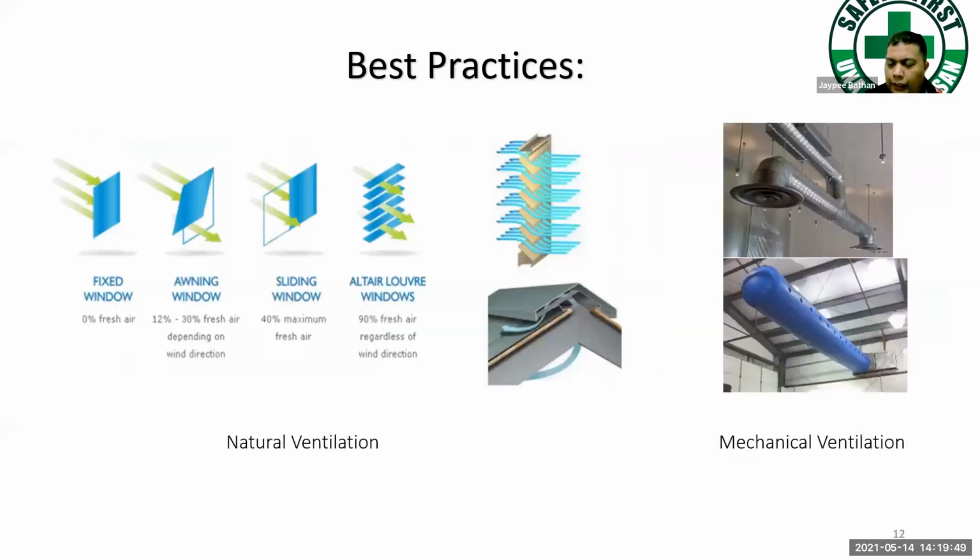The natural ventilation in our workplace is essential, especially nowadays in our COVID-19 prevention. It depends on the window we use. We use fixed windows, awning windows, sliding windows, or louver windows. The most effective window right now is the louver. It's almost 90% fresh air from the outside going to the inside.